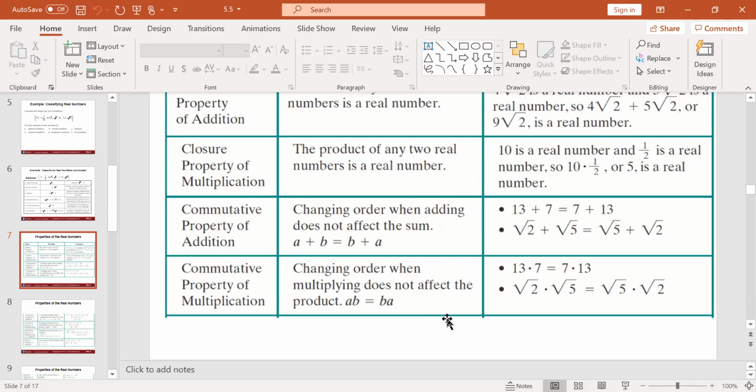Would you say there's a commutative property for division? No. If you do 9 divided by 3, that's not the same as if you flip them and do 3 divided by 9. They're going to give you two completely different answers. So it's important to note that.